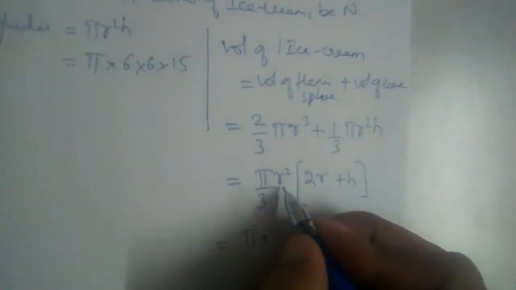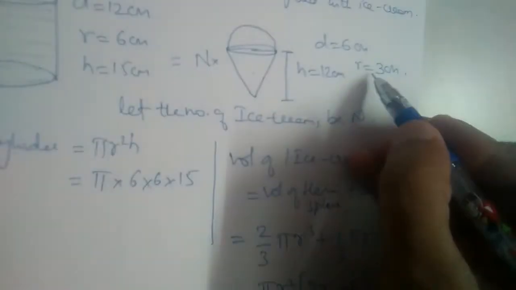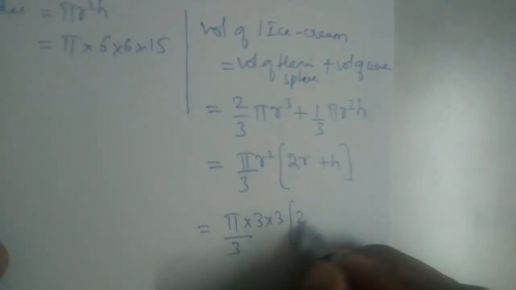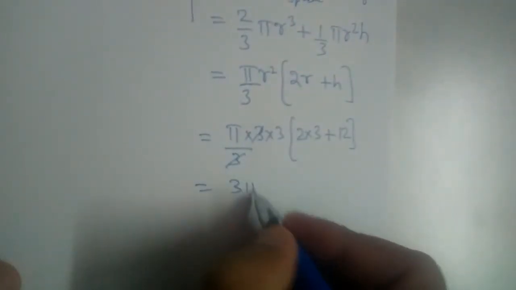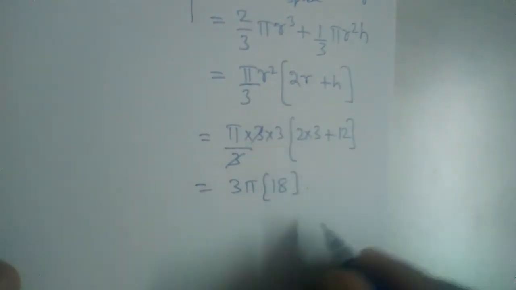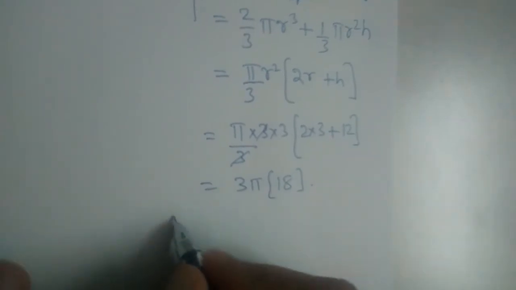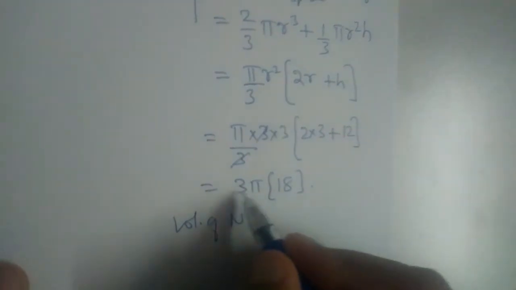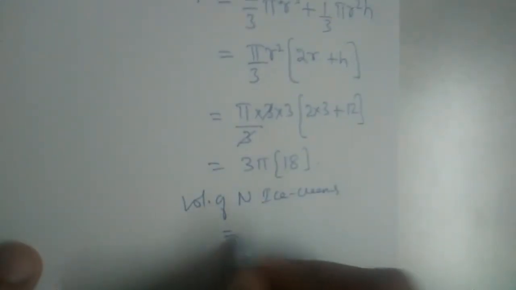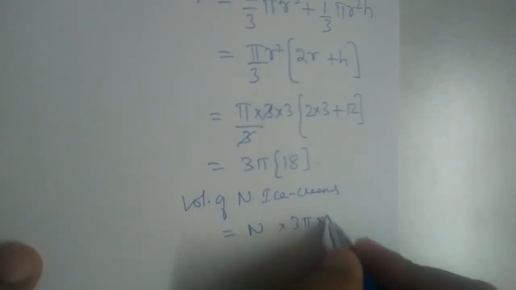So it is pi into r square. What is the value of r here? 3. So it is 3 into 3, and in the denominator we have 1 by 3, right? Into 2 into 3 plus height of the cone is how much? 12. Height of this cone is 12, right? Okay, so this 3 will get cancelled. We'll have 3 pi and 2 3s are 6, 6 plus 12, 18. All right, this is volume of one ice cream. Volume of n ice creams will be equal to n into 3 pi into 18, right?